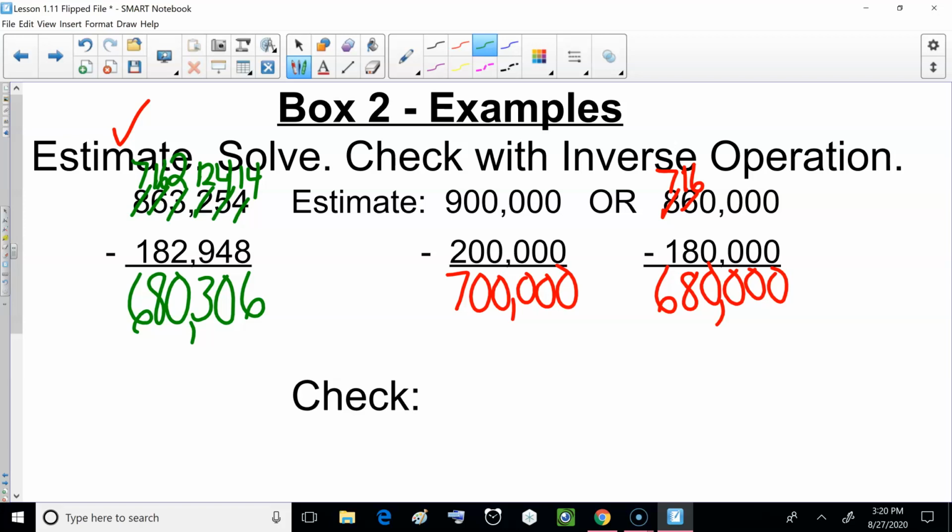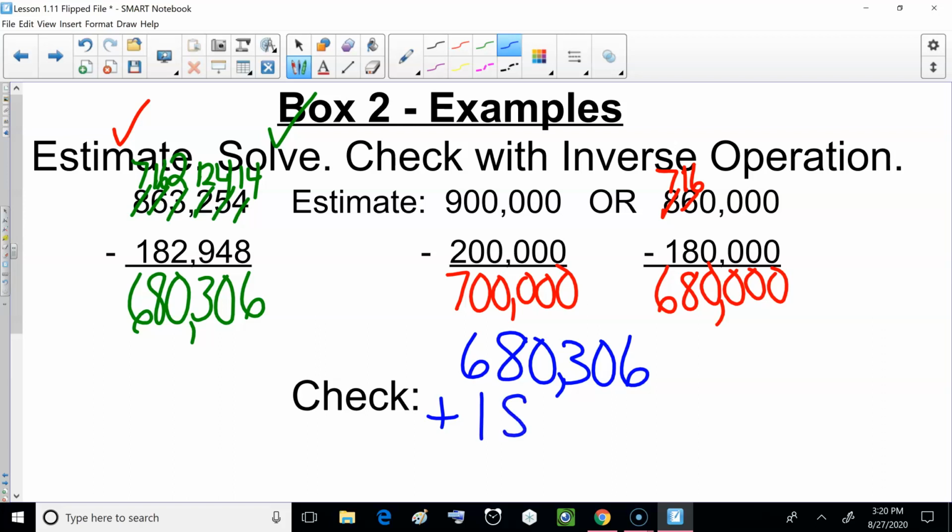If I look at my estimates quickly, yeah, it looks like it could be a correct answer. I'm not 100% positive, but my estimates are close to what I've actually solved. The best way to check to see if my answer is correct is by using inverse operation. So I take my answer of 680,306 plus 182,948. I'm going to add those numbers together.